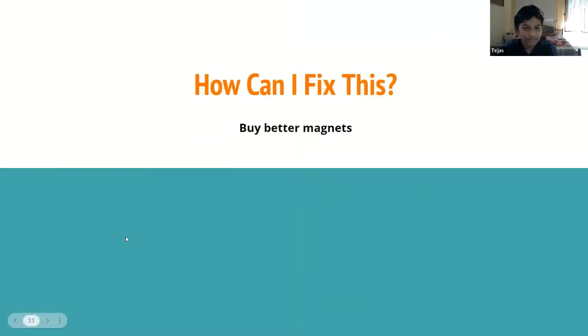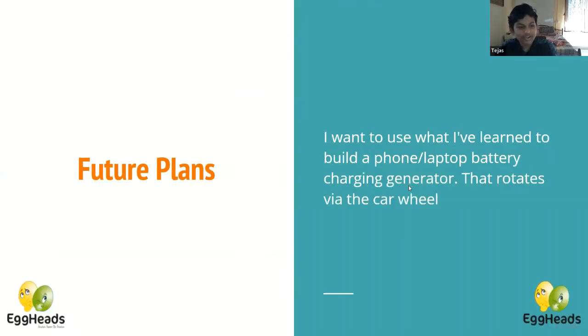So now how I can fix this is pretty obvious. I could buy better magnets, and I will buy them once I get the chance. But yeah, what are my future plans? As with any project I do, whether it be personal or a school project, I have some goal in mind that I want to achieve. And this one is no different.